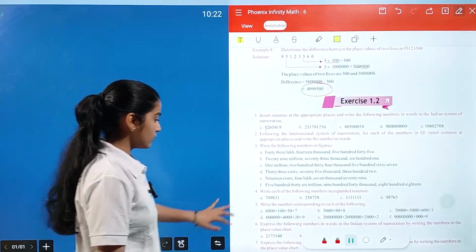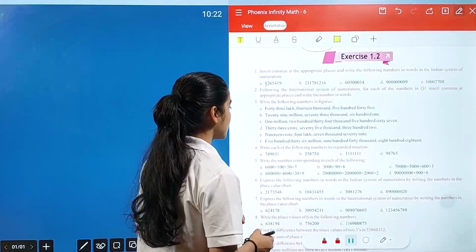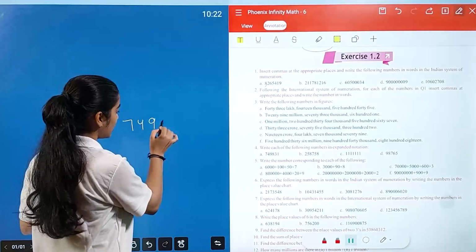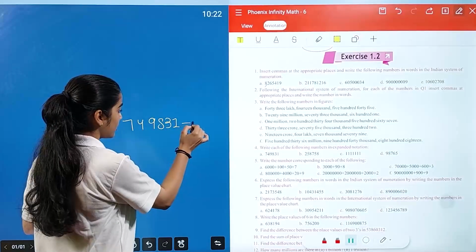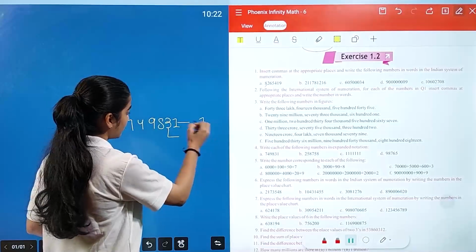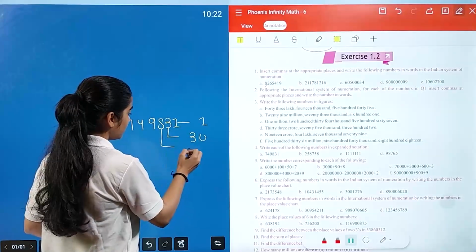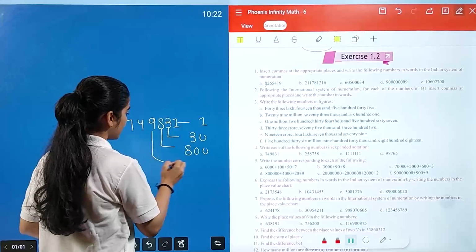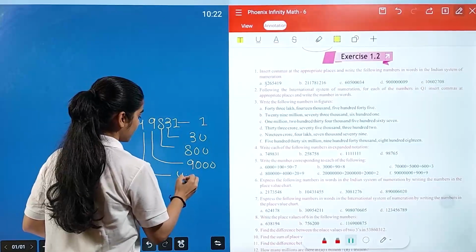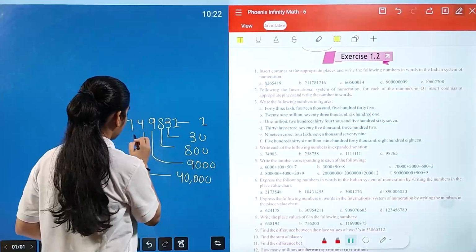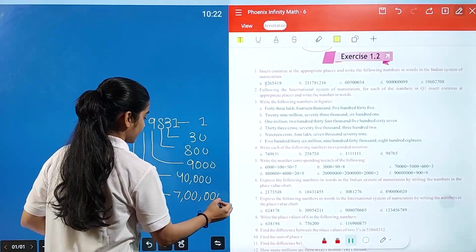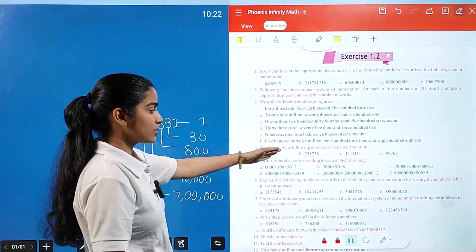Next, move forward to question number 4. Write each of the following numbers in expanded notation. So first we write our number 7, 4, 9, 8, 3, 1. Here we have 1, then we have 30, then 800, after 800 we have 9,000, after 9,000 we have 40,000, after 40,000 we have 7 lakh. In the same way you can expand the rest of the numbers.